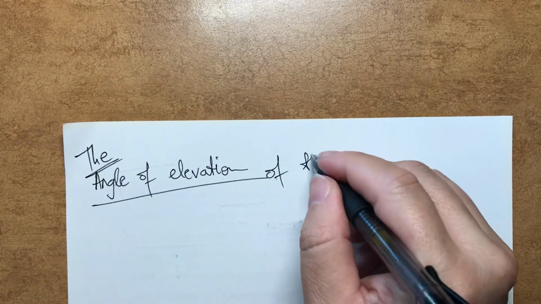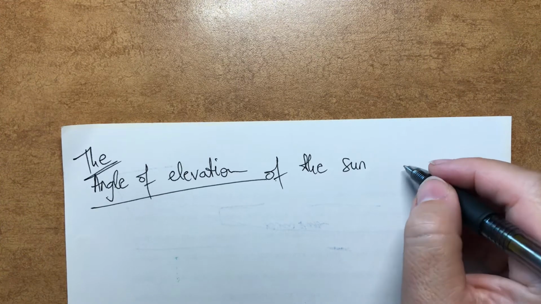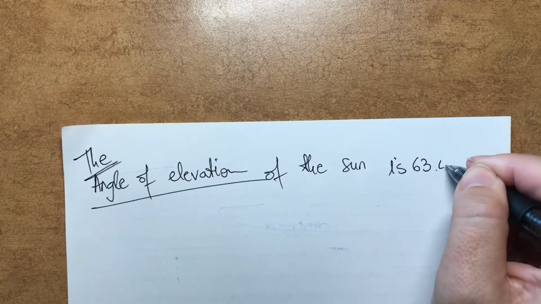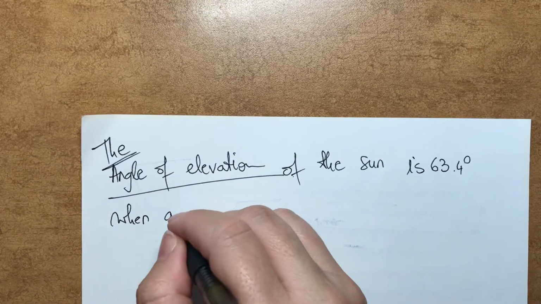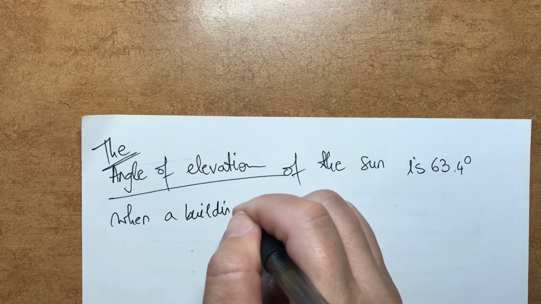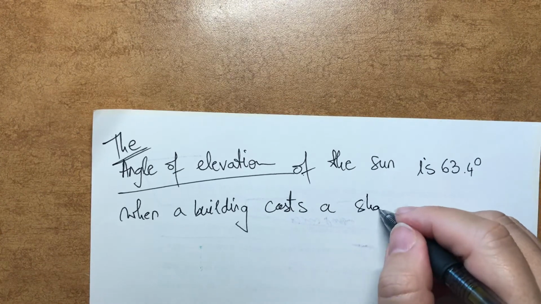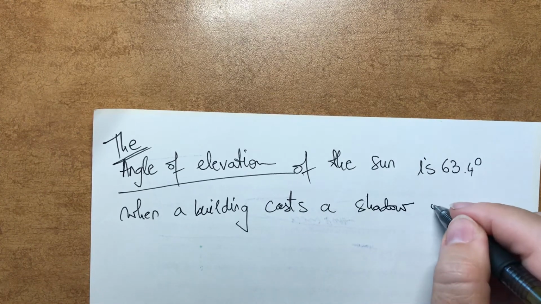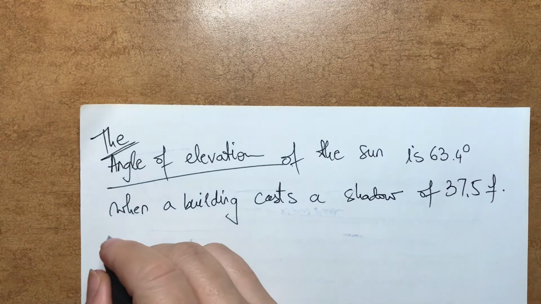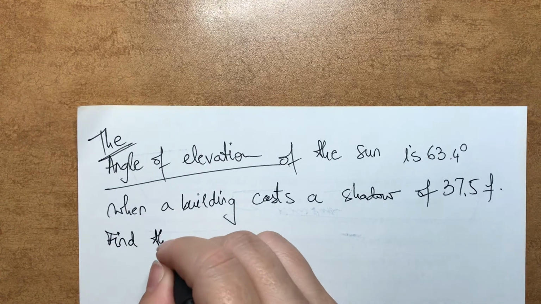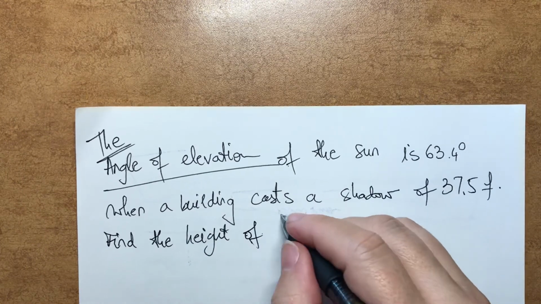of the sun is 63.4 degrees when a building casts a shadow of 37.5 feet. Find the height of the building. Okay.